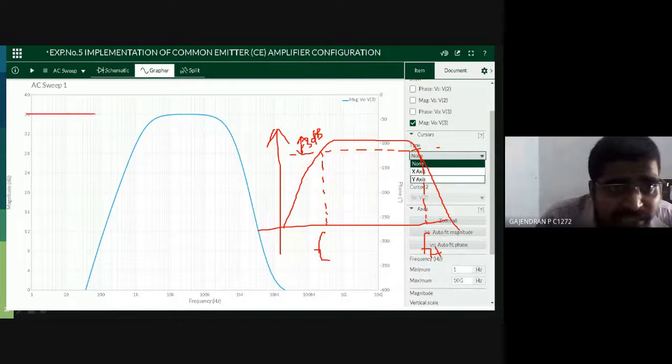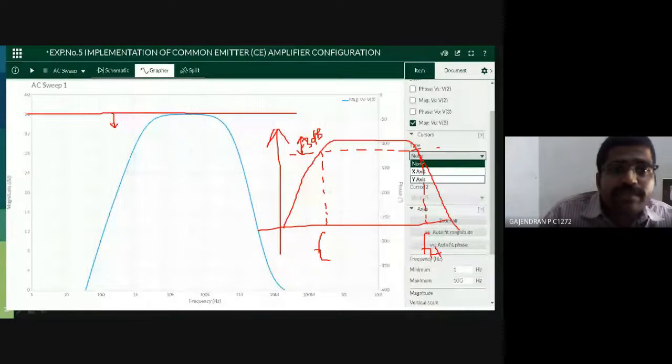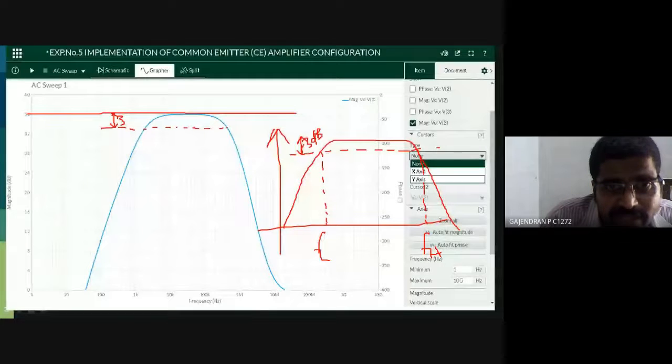Here you are having some decibel. How much do we need to come down? How many decibels down? 3 decibels. Then assume I am marking one line over here. Now you tell me which one is the lower cutoff frequency. How will you find? Let me consider this as point A, this as point B.